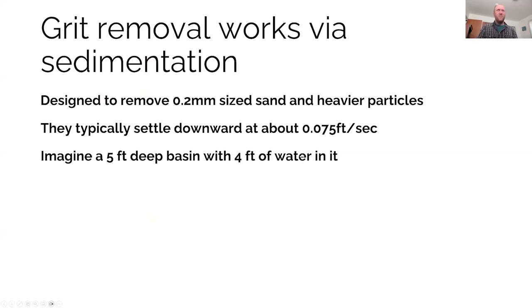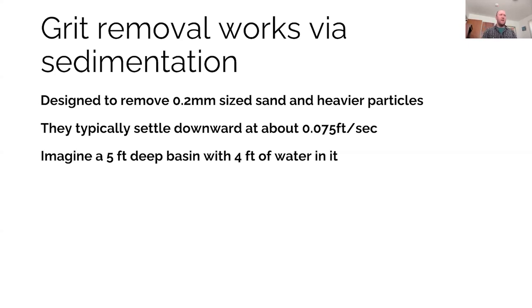Okay, so now we're going to talk a little bit about the numbers behind grit removal. This is what James talked about, but we're going to add some numbers here. If you have a grit channel, these are designed to remove sediment that is about 0.2 millimeter in size. So that's sand and some grit particles like that. And they typically settle downward at a rate of 0.075 feet per second.